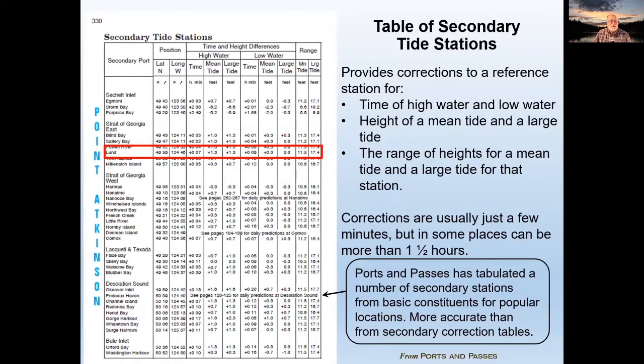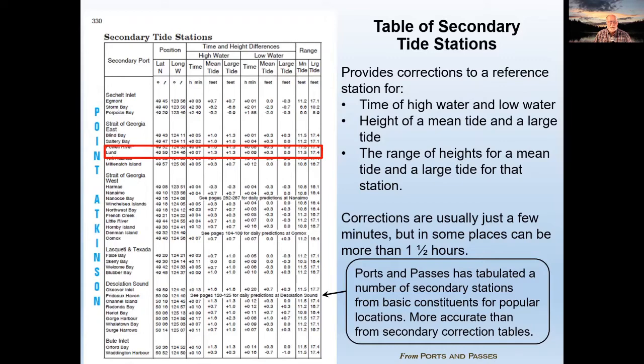So let's take a look at the secondary stations for Point Atkinson, and let's focus on the height and times of tides at Lund. You can see here, this is the line for Lund in the secondary tide tables. And if we look at high water, the time correction is +7 minutes. So high water at Lund is 7 minutes after Point Atkinson. The height of high water is 1.3 feet higher than at Point Atkinson.